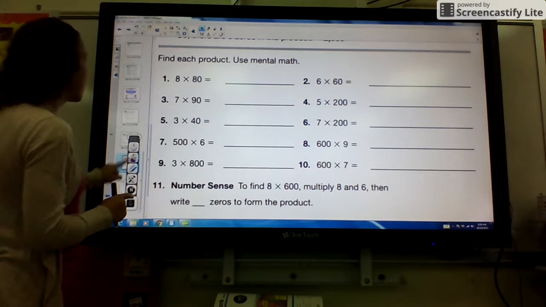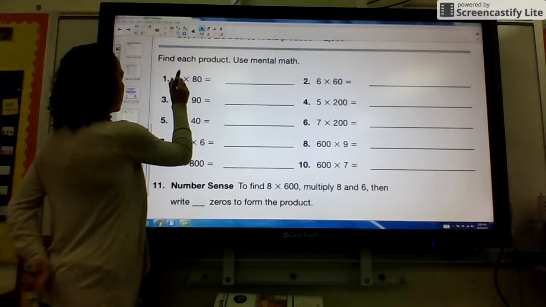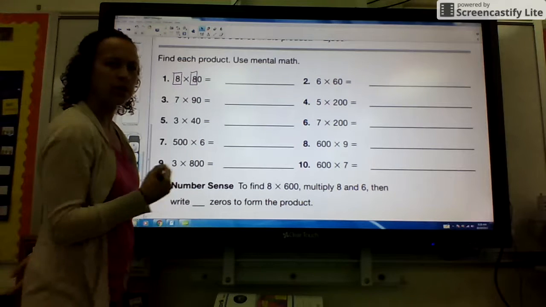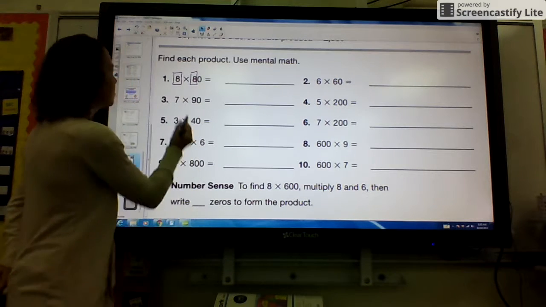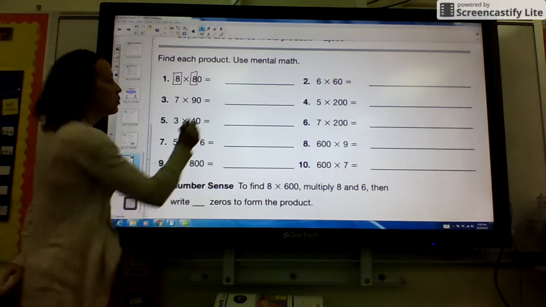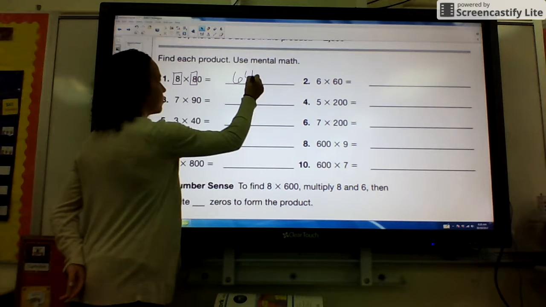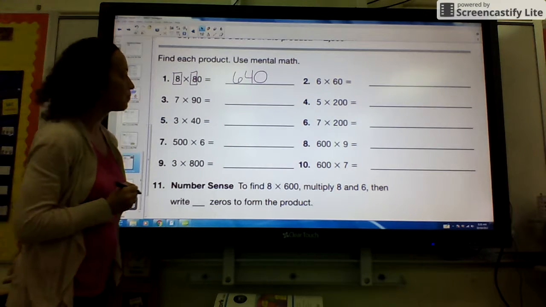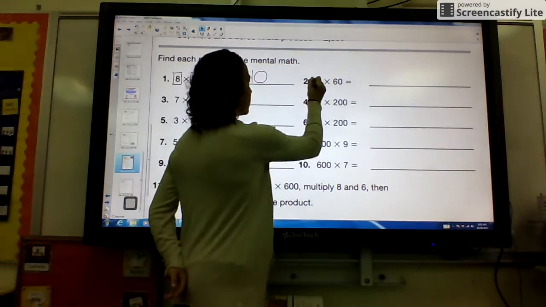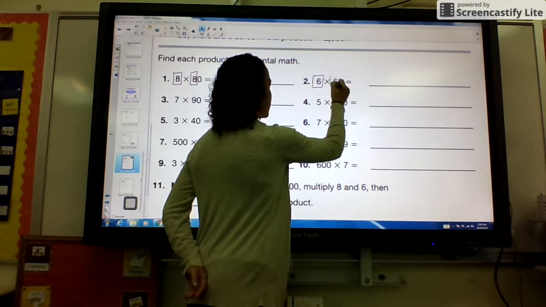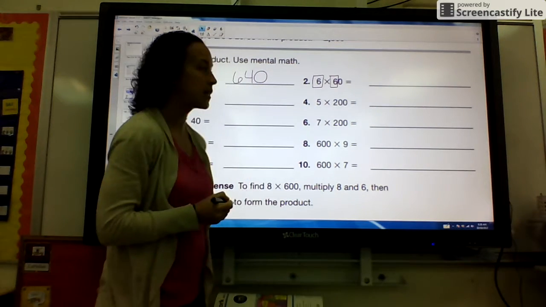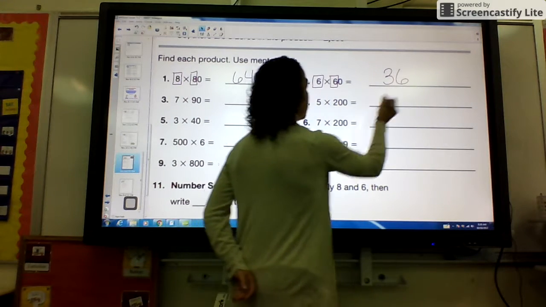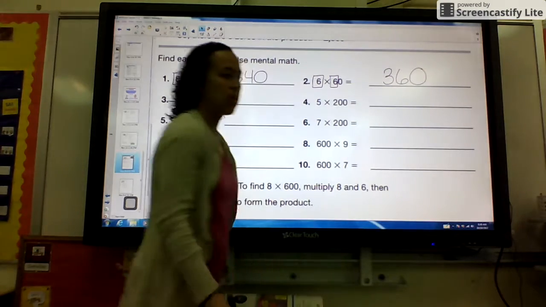Let's take a look at number 1 and 2. Okay, we're going to have to box that basic fact, or highlight, or circle, whichever you would like to do at home. So my basic fact here is 8 times 8, which is 64. And then I'm just going to make sure I don't forget about my 0 and bring it on over. Okay, same thing for number 2. We're going to box that basic fact, which in this case is 6 times 6, which is 36. And then I'm going to bring over my 0.